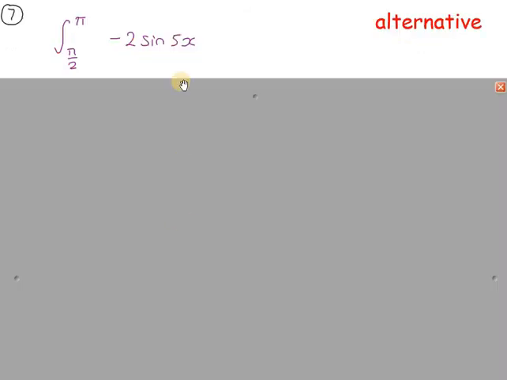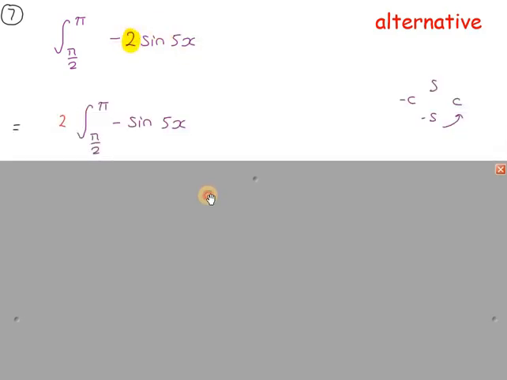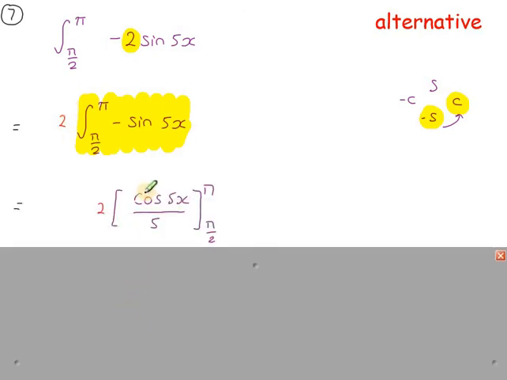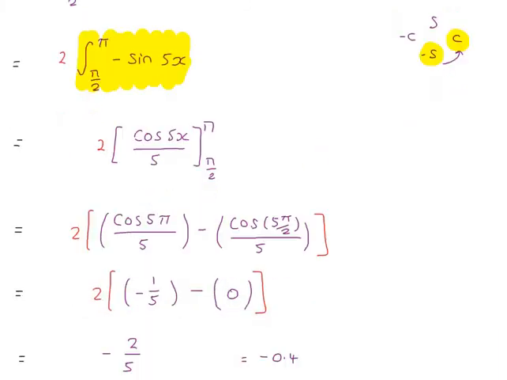Another alternative, instead of taking out minus 2, I could just take out the 2 and leave the minus with the sine 5x, like this. So now I'm integrating this, and it's saying minus sine. So I'm going from here to here. So I will get cosine. Again, I will do all the integration, put the limits in, and then multiply by 2 right at the end. So I've got my cosine from here. Substitute the limits in, and then right at the end, multiply the 2 in. Same answer.